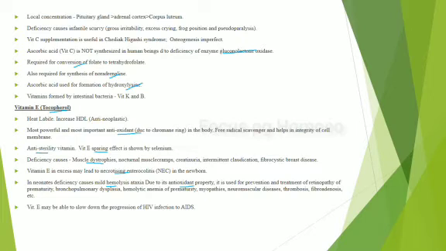Its deficiency causes muscle dystrophies, nocturnal muscle cramps, creatinuria, intermittent claudication, and fibrocystic breast disease. Its excess leads to necrotizing enterocolitis in the newborn. It causes mild hemolysis due to its antioxidant property and is used for prevention of retinopathy of prematurity, bronchopulmonary dysplasia, hemolytic anemia, myopathies, neuromuscular diseases, thrombosis, fibroadenosis, etc. It slows down the progression of HIV to AIDS.